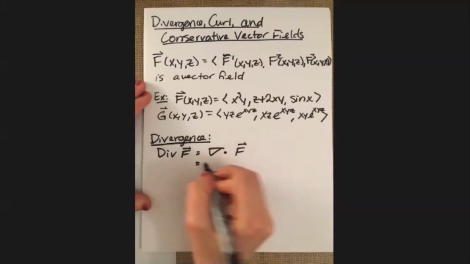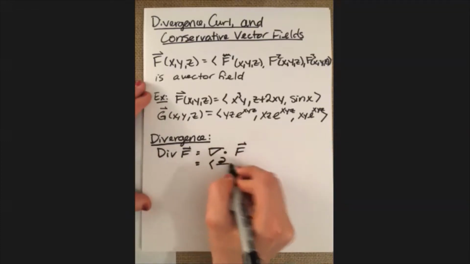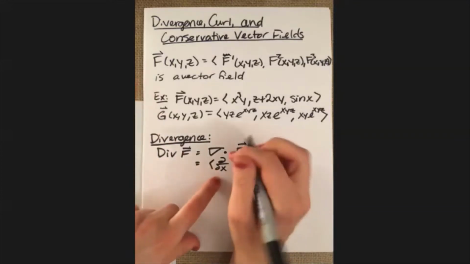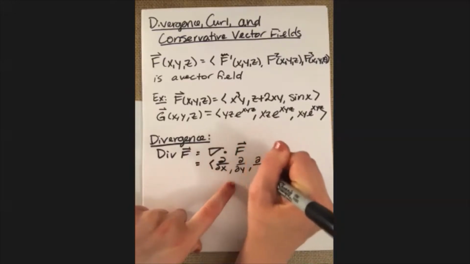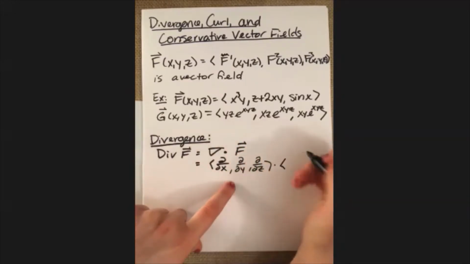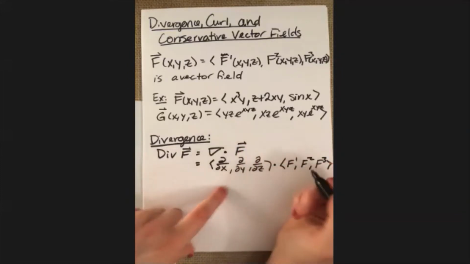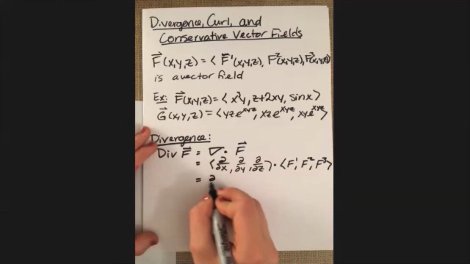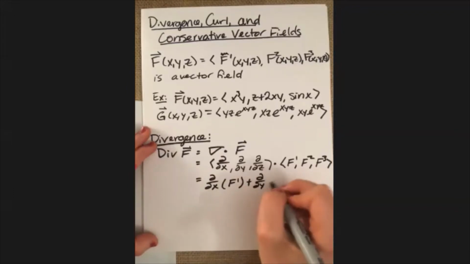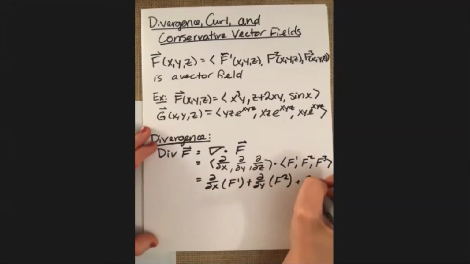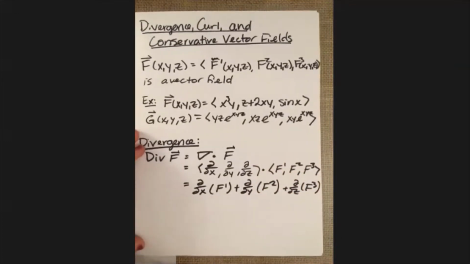And so what does this look like right here? Well, this is just the vector of partials. This tells us to take the partial. We haven't taken any partials yet. Partial with respect to x, partial with respect to y, partial with respect to z, and then we dot that with F1, F2, and F3, just F right there. So what you get then is the sum of partial with respect to x of F1 plus partial with respect to y of F2, and then plus partial with respect to z of F3, just like so.